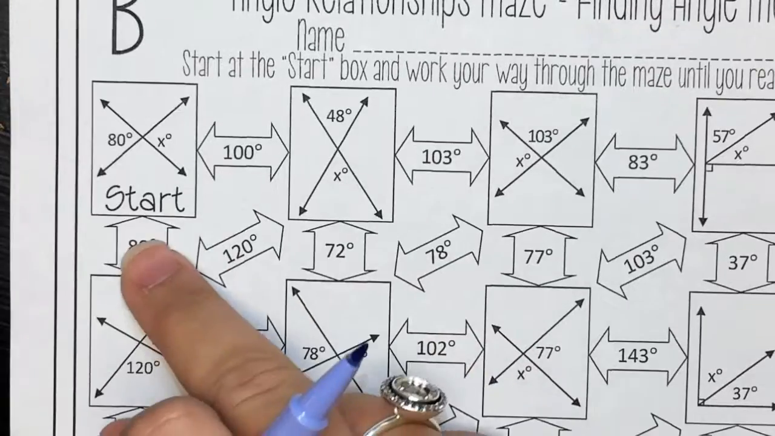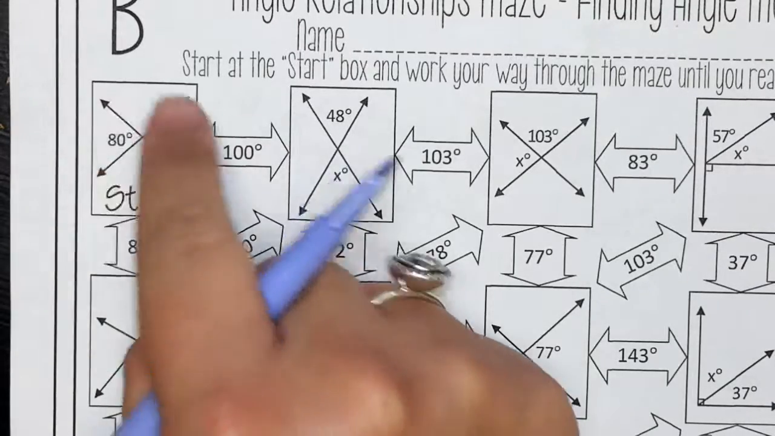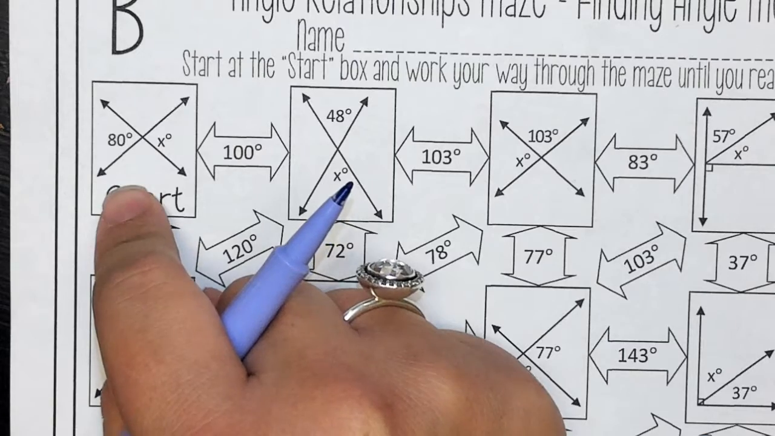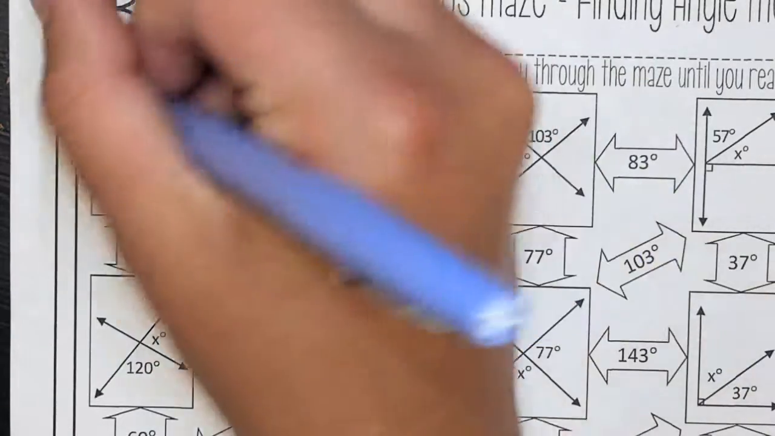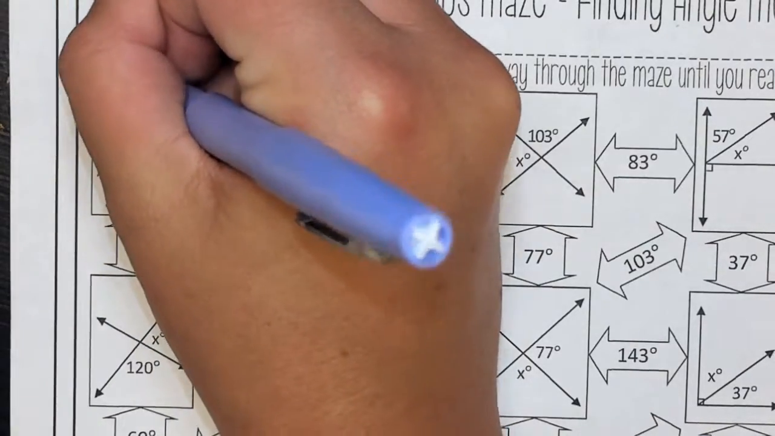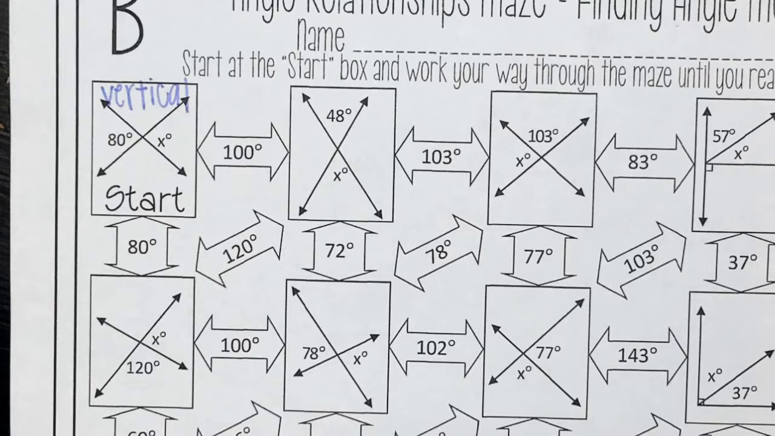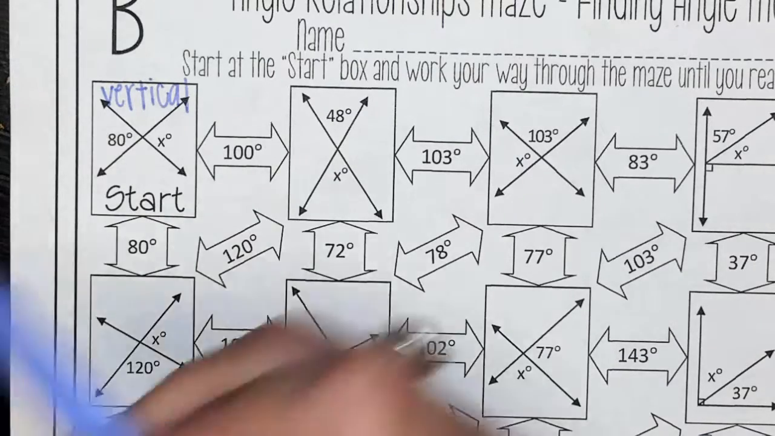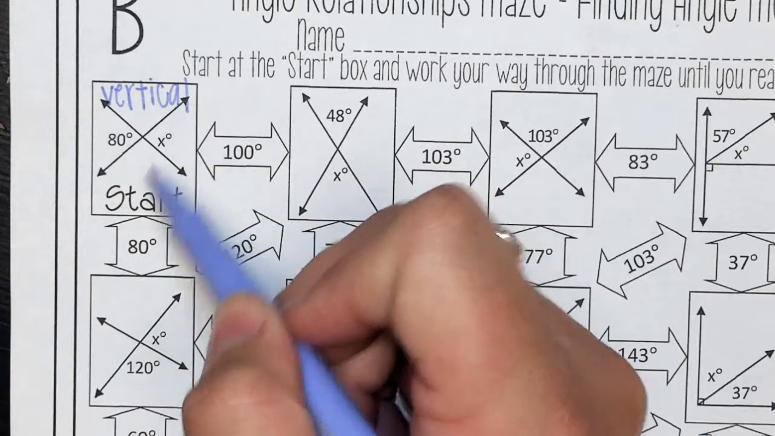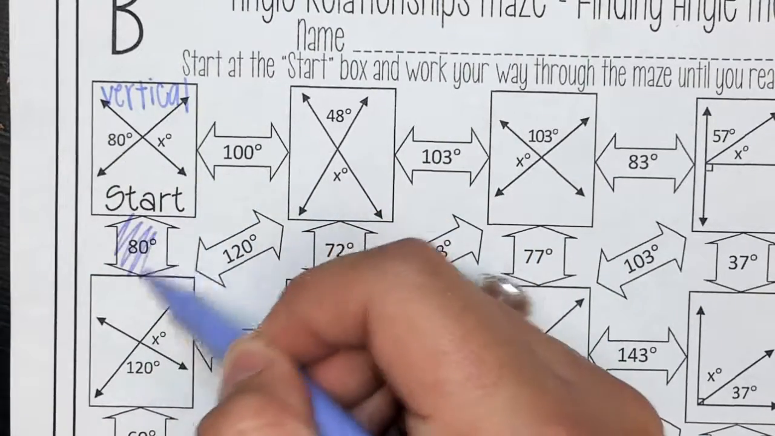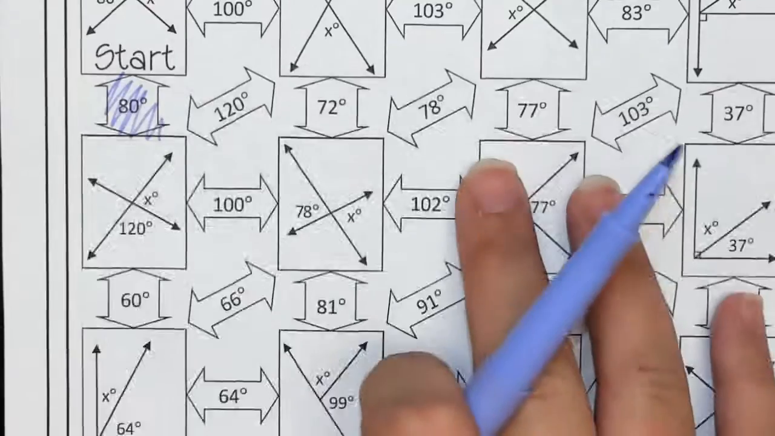Start right here where it says start. What kind of relationship do these two angles have? Vertical. So write vertical at the top of it. Yes, I am being extra. Vertical. So if these are vertical angles, and this is 80, what's x? Okay, so now you can fill in the maze. So it led us to the bottom one.